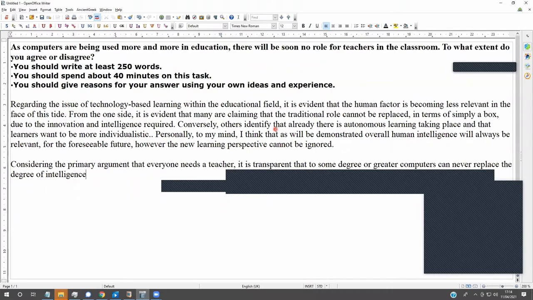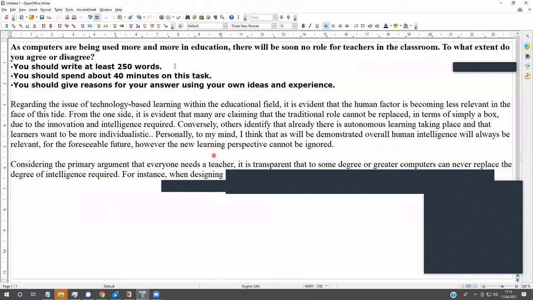Considering the primary argument that everyone needs a teacher, it is transparent that to some degree or greater, computers can never replace the degree of intelligence required. For instance, when designing a course, it is clear that no computer can do this.